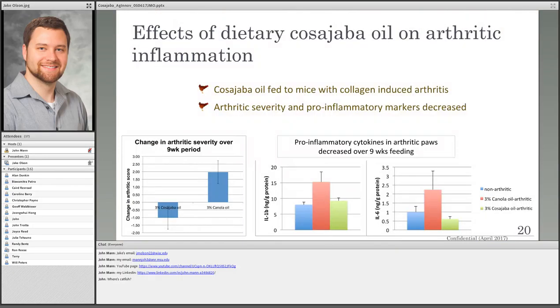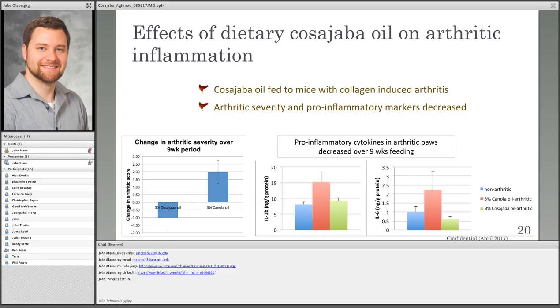So I will now get into a little bit of the data that we've been generating over the last, I'd say, year and a half or so. And that's going to start with our original study determining whether or not Cosajaba oil would be anti-inflammatory in the diet of what we started with, arthritic mice, because we have a model of chronic inflammation.